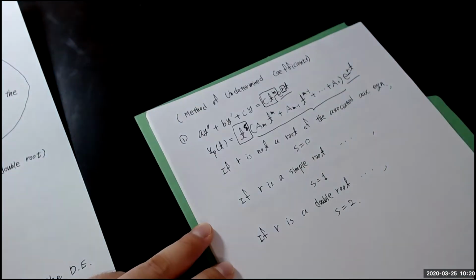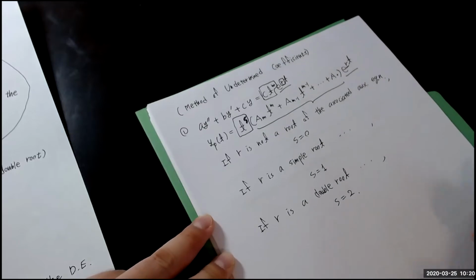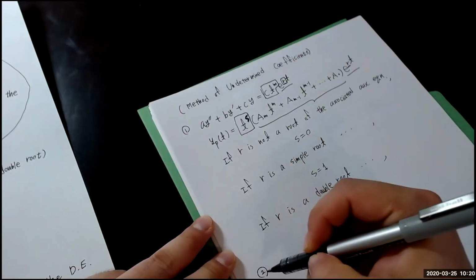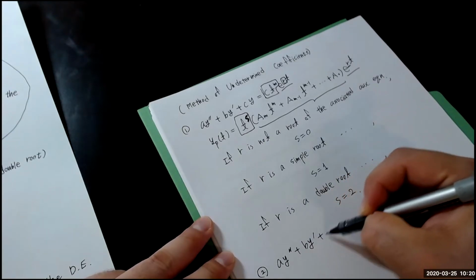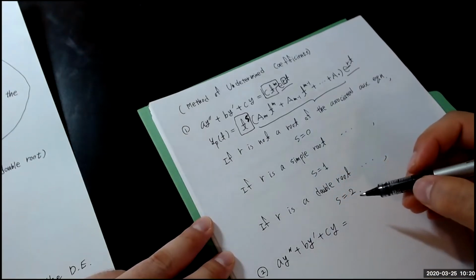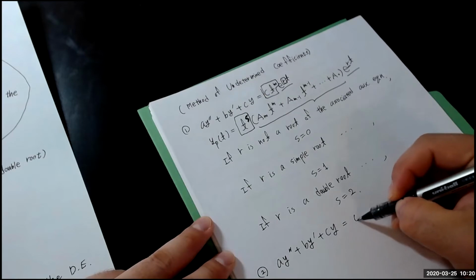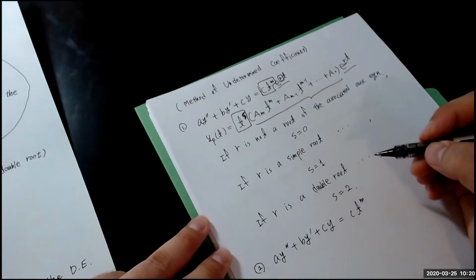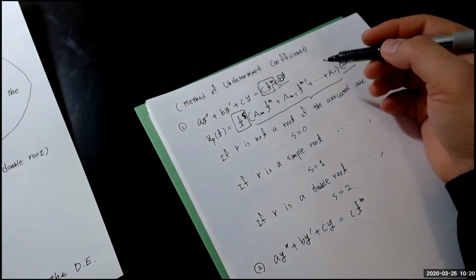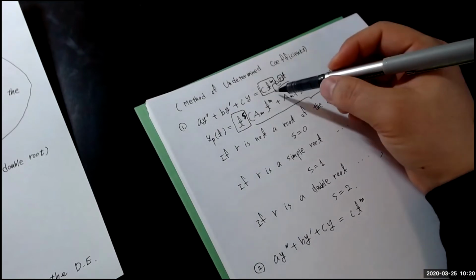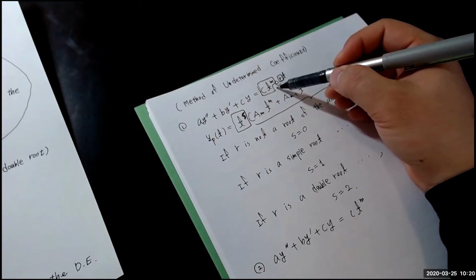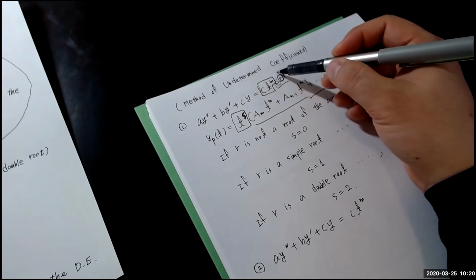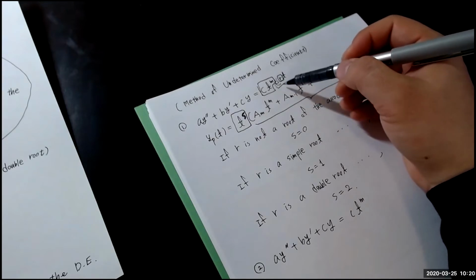So now, the second case: ay double prime plus by prime plus cy is equal to c times t to the m. By the way, some of you may wonder what if the external force is just c times t to the m-th power, and e to the rt is not involved. Then you just apply what?